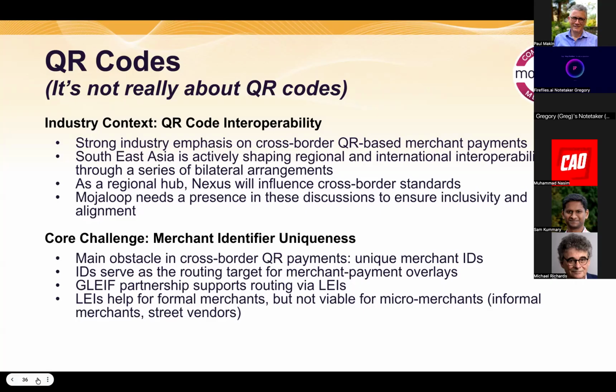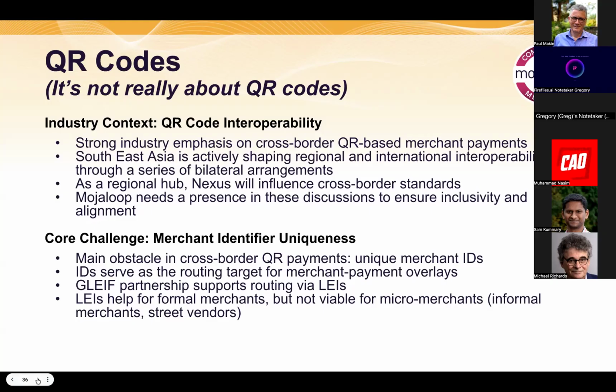Each country tends to define their own merchant IDs, but we know IDs serve as the routing target for merchant payment overlays. We have some key initiatives with the Glyph Foundation to support routing via LEIs, which will help for formal merchants. And we're looking to work with Glyph to extend LEI reach to SMEs in particular, but those micro merchants, the informal merchants, street vendors, etc., they're never going to get a legal entity identifier.